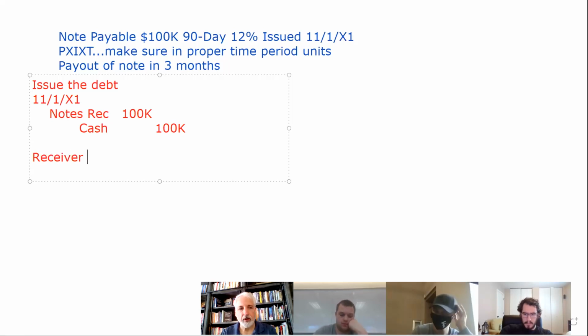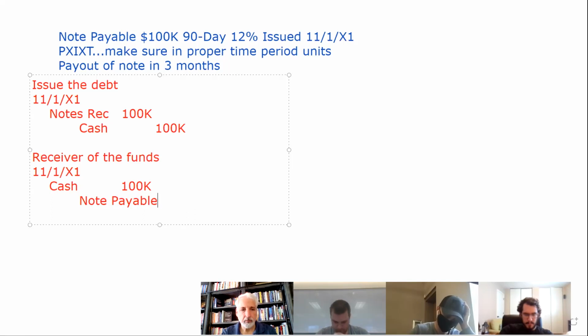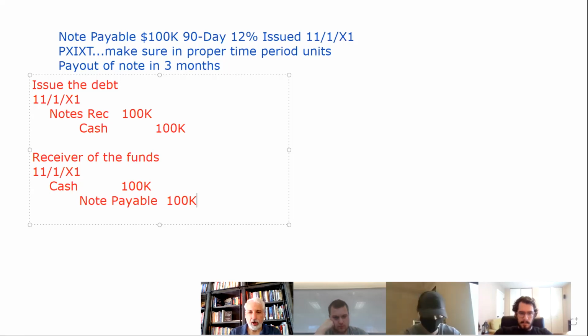So the receiver of the funds on 11/1, X1 is going to get cash to the tune of $100,000 and have a note payable for that same 100,000. You already know the first part. But now I'm going to ask you another chat question.